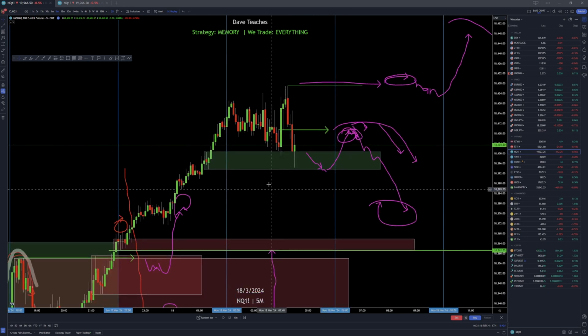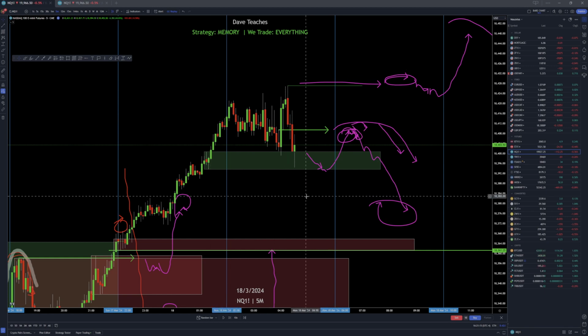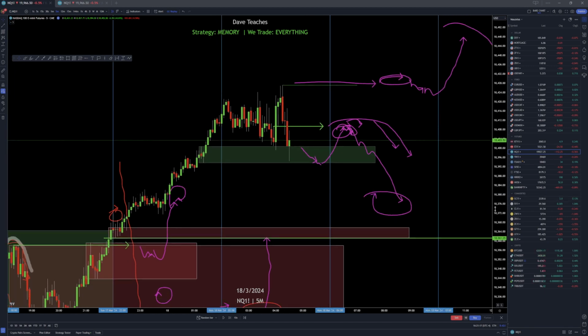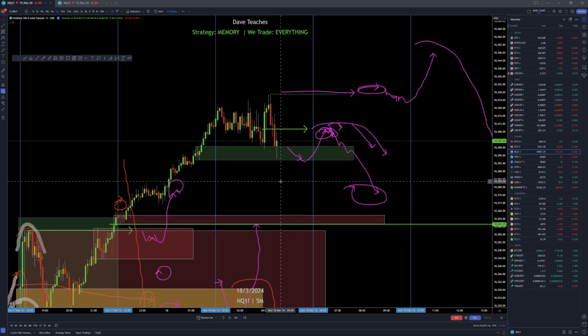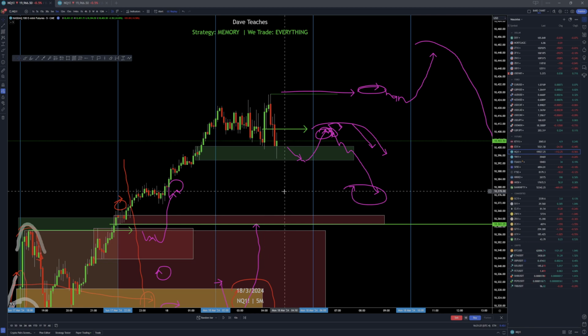Now that we're here, yep. Somebody said that's a broadening pattern. Absolutely correct. Broadening pattern. We sort of do for a retracement. Waiting. Okay.